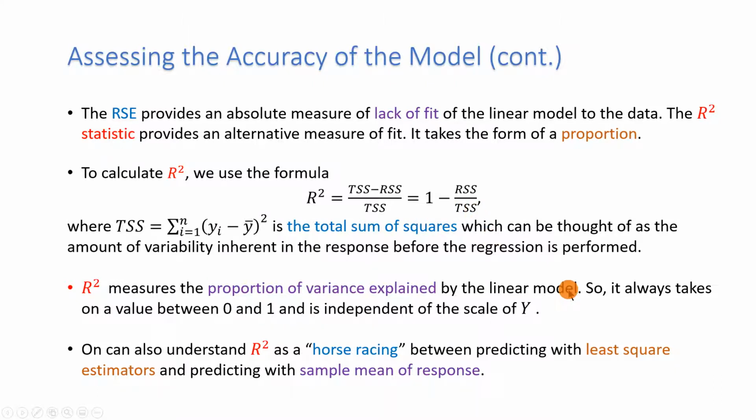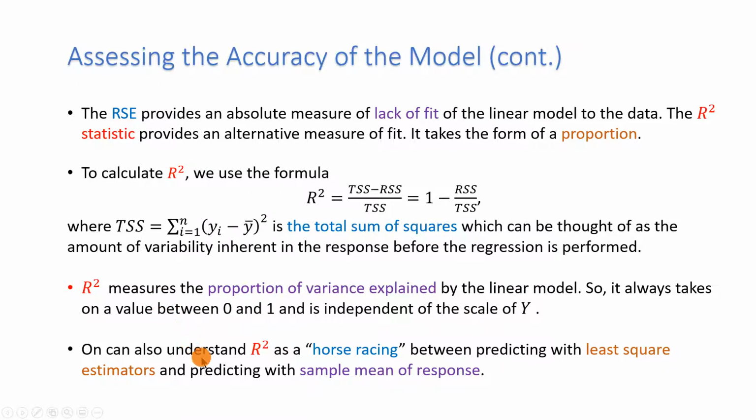And this total sum of squares can be understood as the amount of variability inherent in your response variable y before any regression is performed, right? So you can see that R squared is actually 1 minus the ratio between residual sum of squares and the total sum of squares. It actually measures the proportion of variance of your response variable being explained by the linear model. So it always takes some value between 0 and 1 and is independent of the scale of y, right?